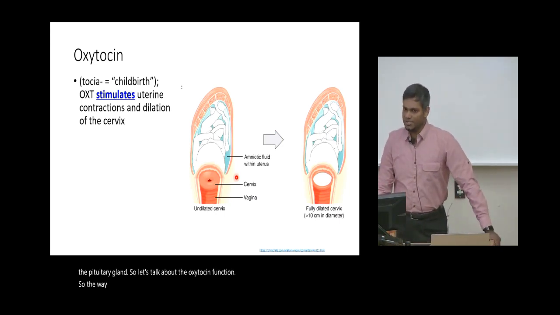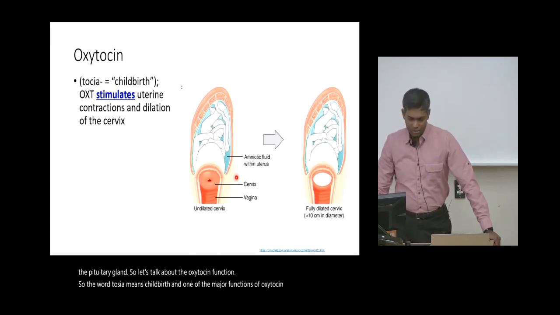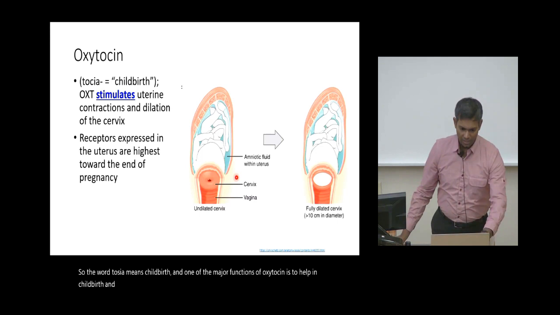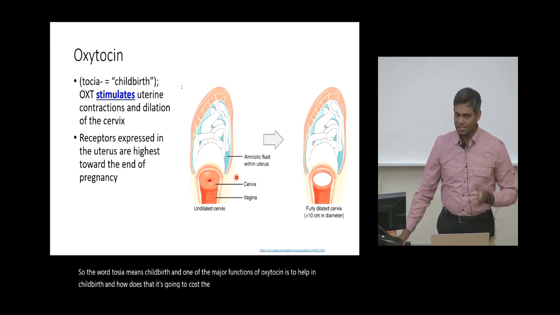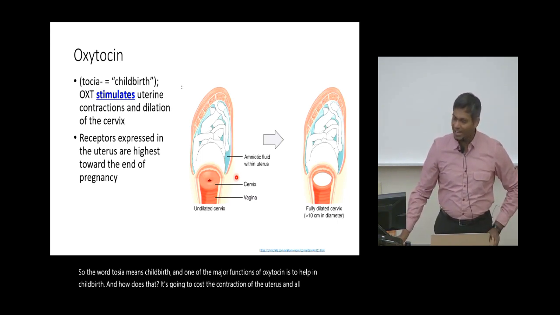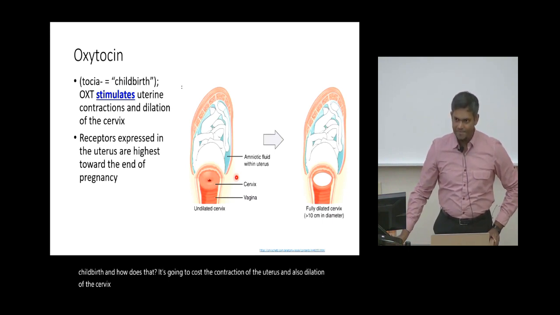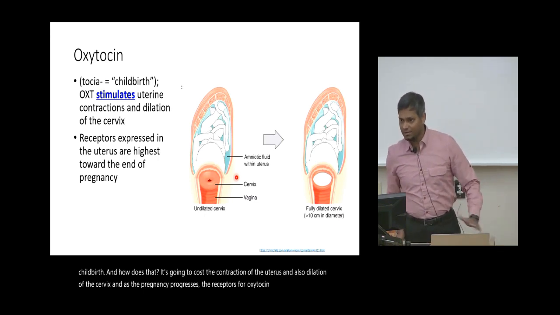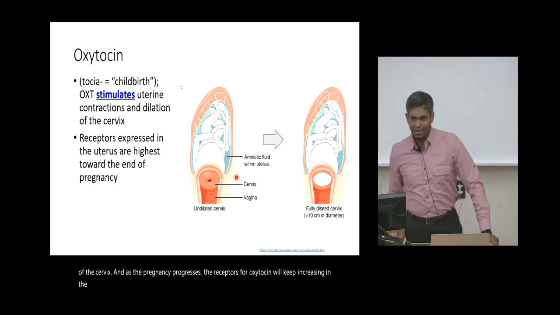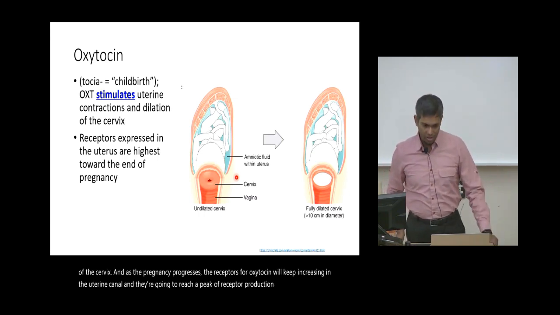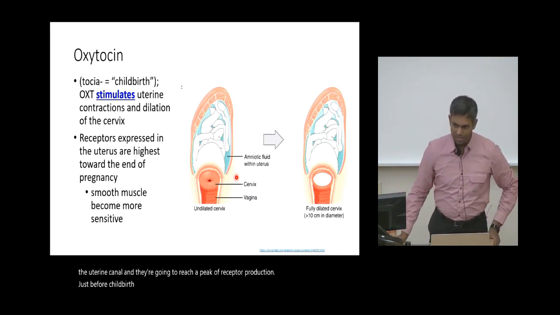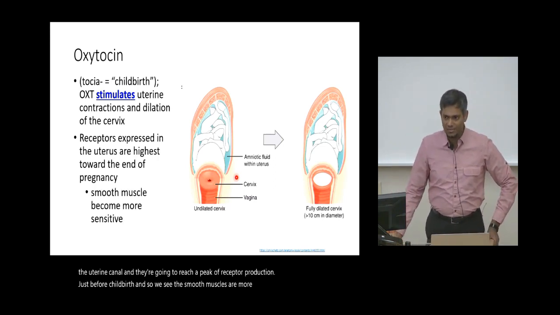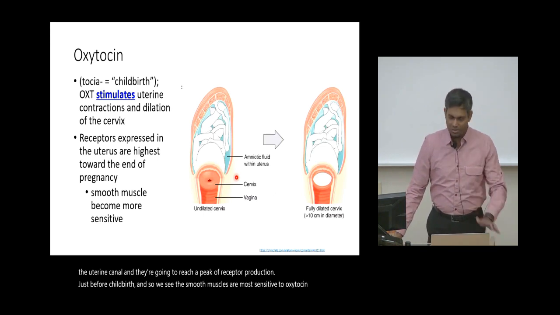The word tocia means childbirth, and one of the major functions of oxytocin is to help in childbirth. And how does it do that? It's going to cause the contraction of the uterus and also dilation of the cervix. As the pregnancy progresses, the receptors for oxytocin will keep increasing in the uterine canal, and they're going to reach a peak of receptor production just before childbirth. So we see the smooth muscles are most sensitive to oxytocin just before childbirth.